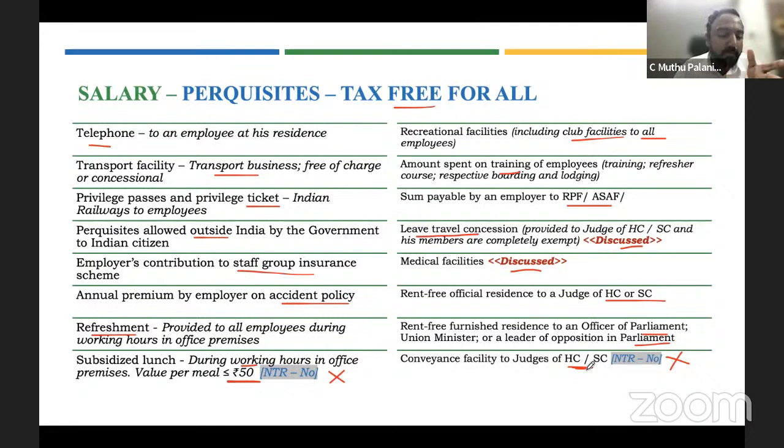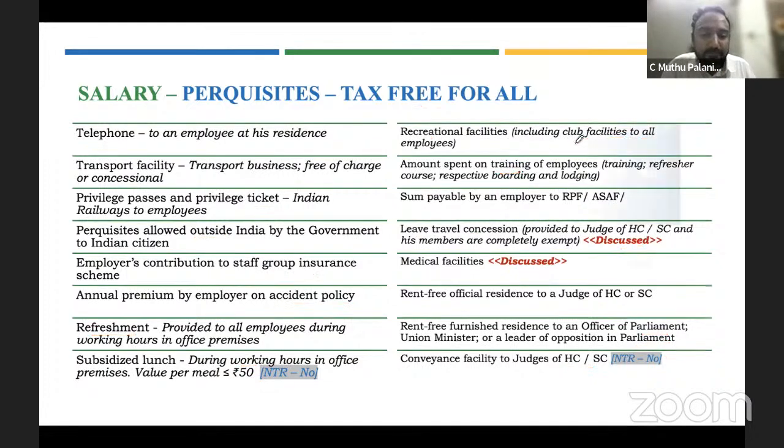So this is about what is all tax-free for all. Common things here are probably only these two: your leave travel concession and medical facility might be questioned. The rest of the things are not very common. Only thing is, please remember, if words like recreation, club say that it is for all the employees, if you have 1,500 employees and all 1,500 can use the club facility, then it is not taxable. It is tax-free, but if it's only for specific people, then it becomes taxable. Please remember this difference: all employees, selected employees. If something is provided to all employees, it is not a perquisite.